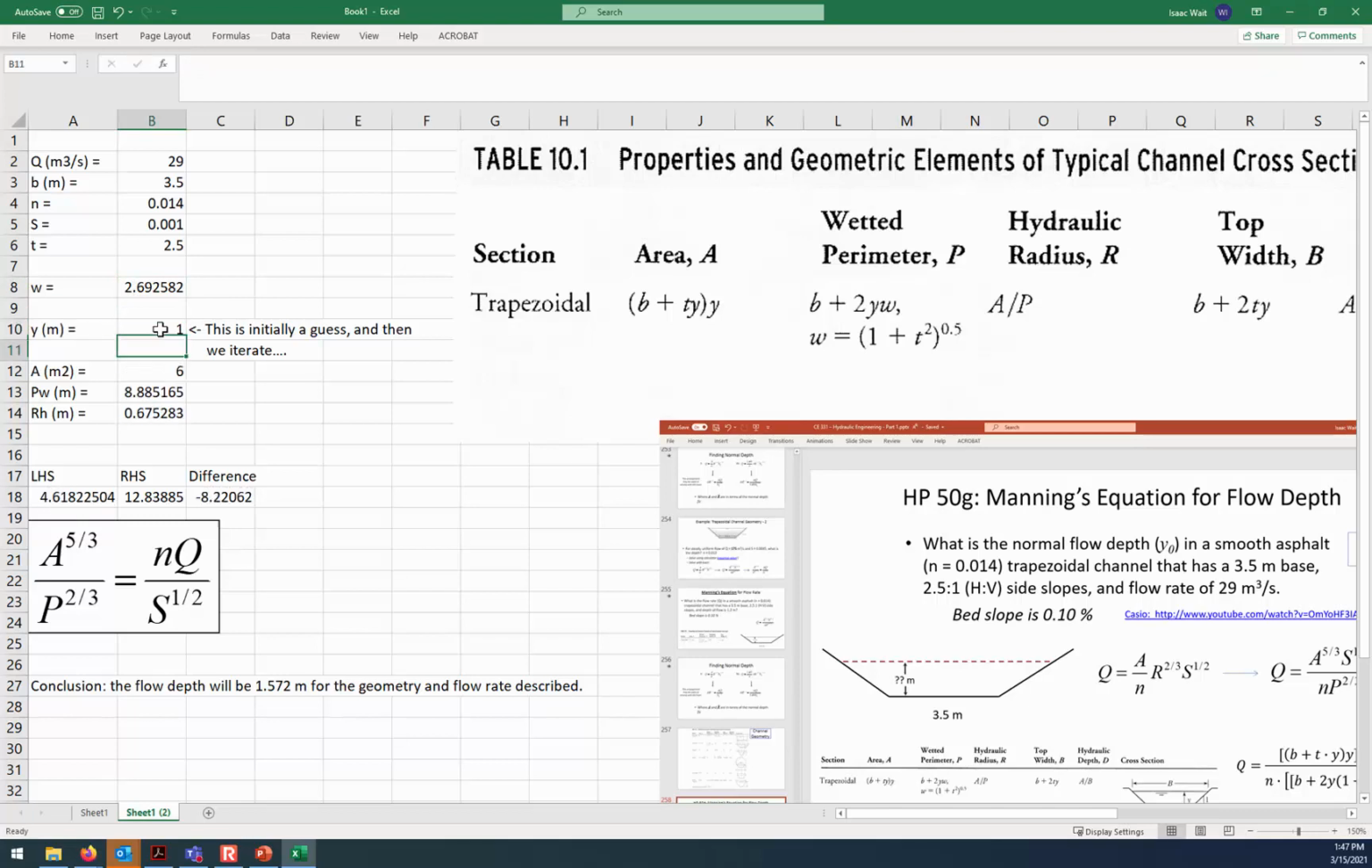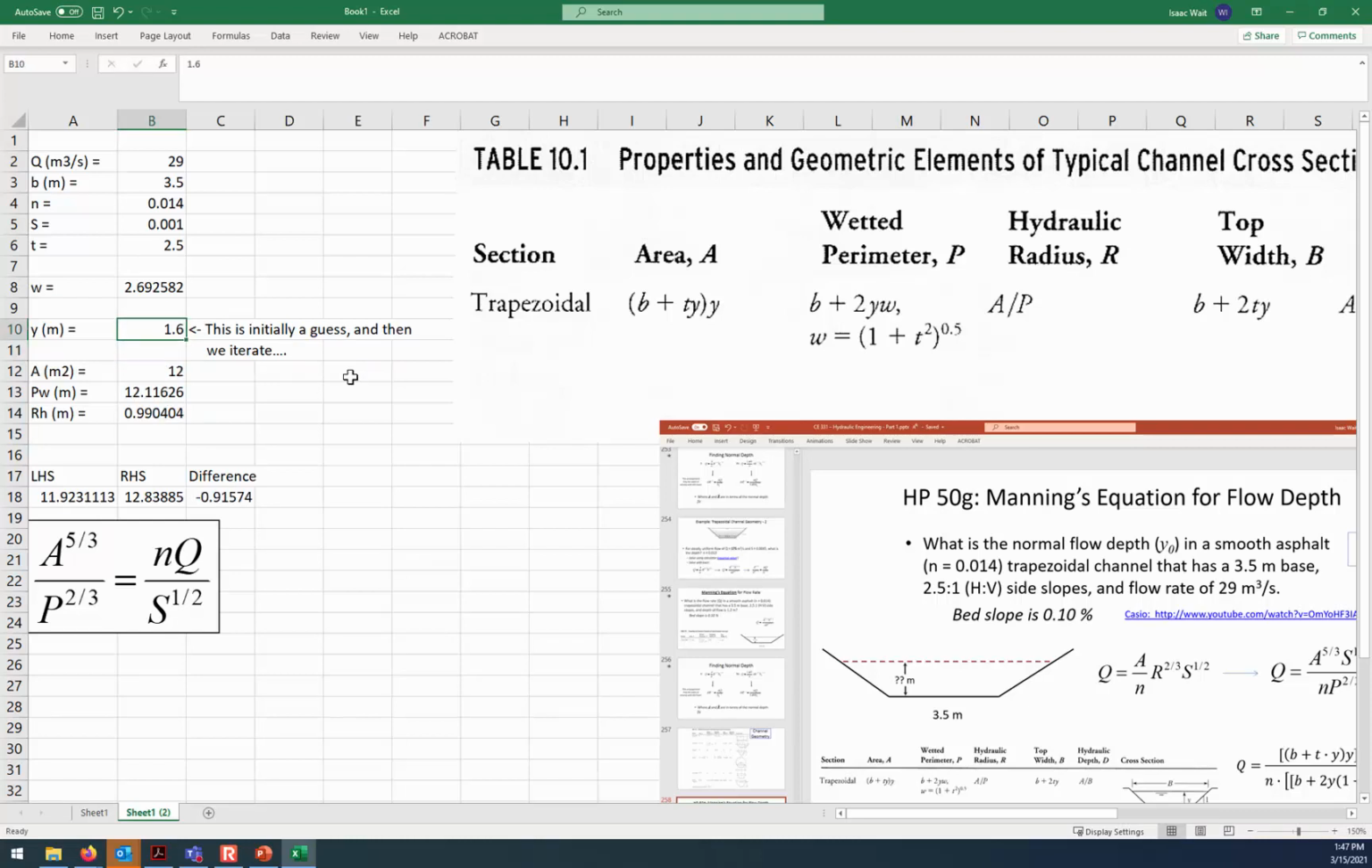I'm going to start with some guess of the depth, and if the depth is 1, then I have a certain area, a certain wetted perimeter, and hydraulic radius. My objective is to find out what is the new depth that will make the right-hand side, which is just referring to these fixed constants of flow rate, slope, and N value, equal to the left-hand side. Right now, the left-hand side is too small. But if I make it 1.5, we're getting closer.